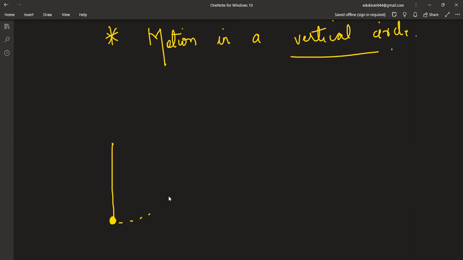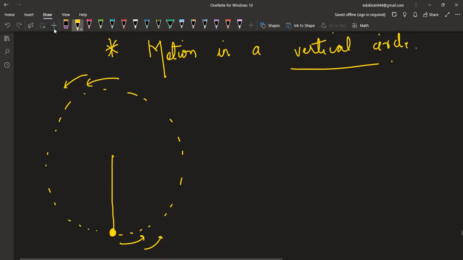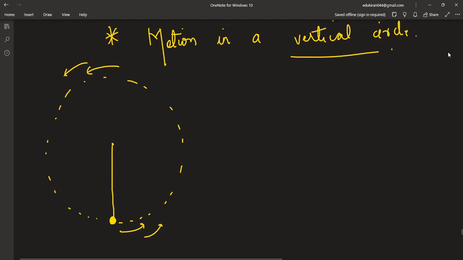So when you rotate it from the center, it will move like this, then it will move like this, then again it will move like this, and again it will move like this. So this motion, which occurs when you are moving something, is a vertical circle. So here there isn't any difference so much. It's just that if you are seeing a question, the concept will be the same.